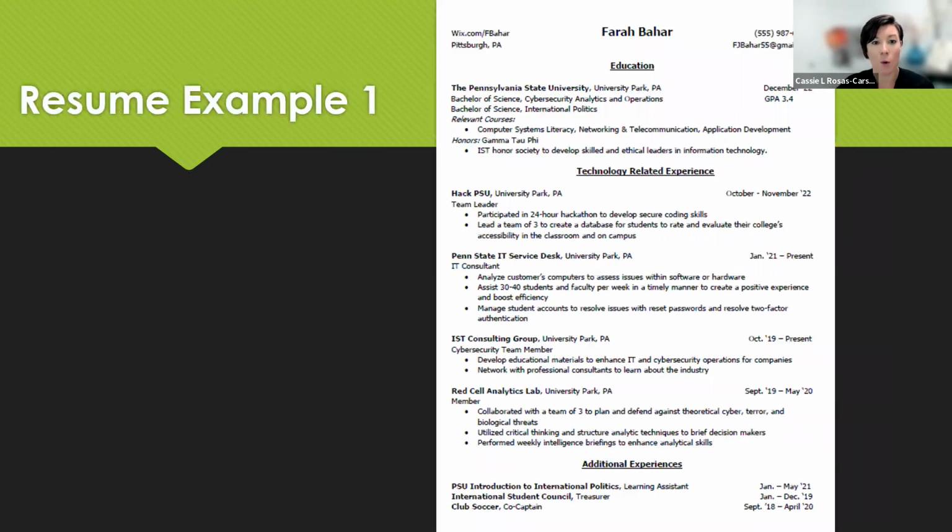So here's one example of a potential format for a resume, just to give you an idea of what it could look like. Seeing that they have the technology related experience, you can kind of cluster all those together. There's a mix of some part-time student organizations, in-class projects. So again, it's not about what the experience is classified as, but what you did in that role. Also, if you are a double major, notice that the degrees are listed separately. And then also, at the bottom, the additional experiences.